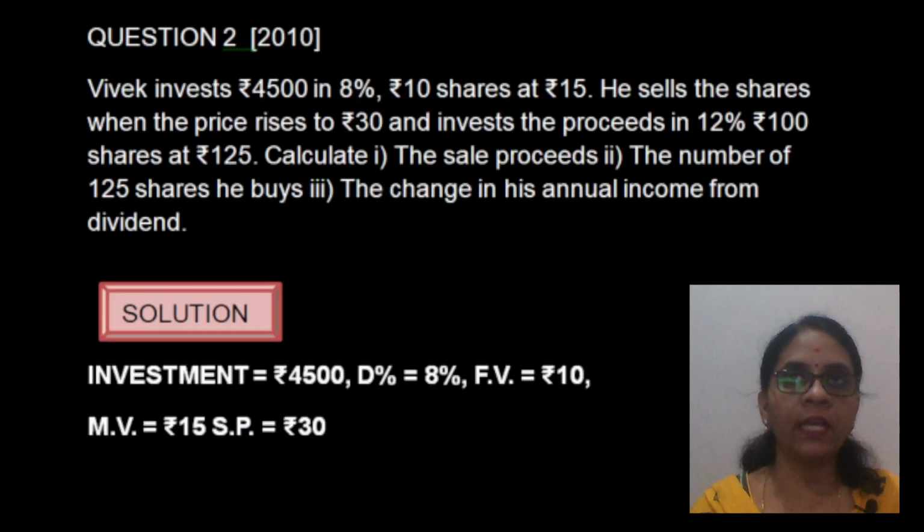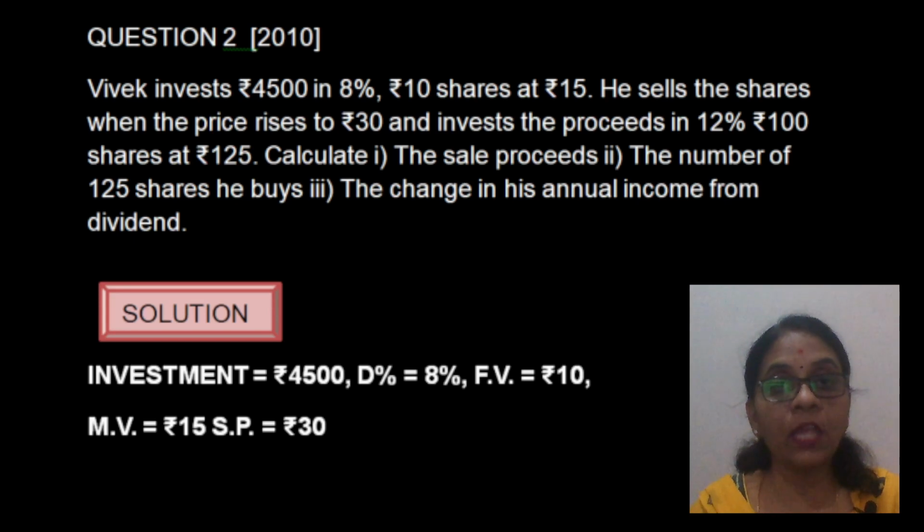So let's move on to the next sum. It is from the year 2010. Now, in this question, it says Vivek invests 4,500 in 8% rupees 10 shares at rupees 15. Very important to know this. Vivek invests rupees 4,500. Direct 4,500 is the investment in 8% rupees 10 shares at rupees 15.